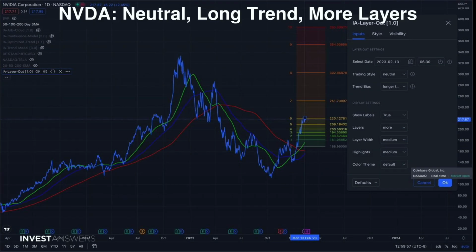Next is NVIDIA. NVIDIA is my AI play. In fact, all of the disruptive stocks I invest in are AI stocks: Tesla, Google, NVIDIA, Meta. There's a method to my madness, but that's what I believe is the highest growth for the future. And here you can see neutral, long trend, more layers, and the price going up, the final layer, nearly $400. And I believe that is very achievable as we go forward.